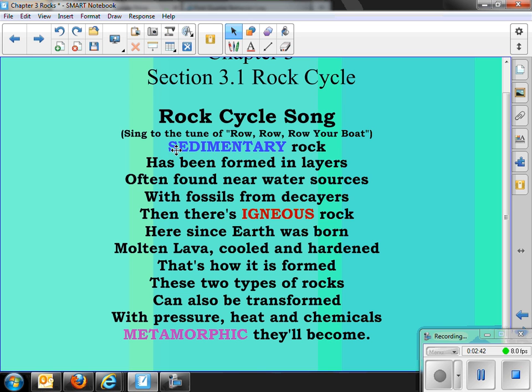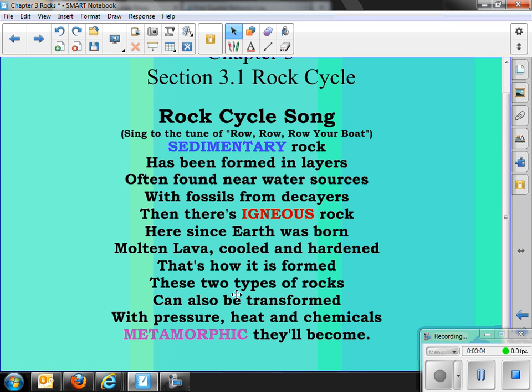It's sedimentary rock has been formed in layers, often found near water sources, fossils from decayers. Then there's igneous rock here since Earth was born, molten lava cooled and hard, and that's how it's formed. These two types of rock can also be transformed with pressure, heat, and chemicals. Metamorphic they'll become.